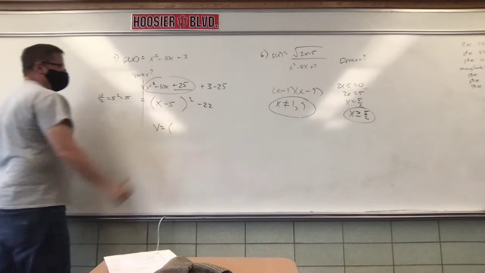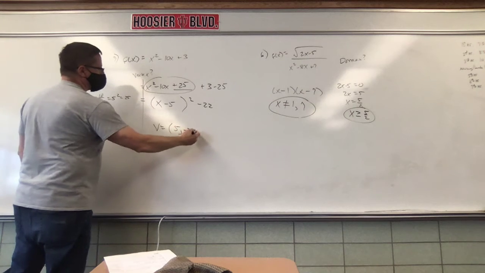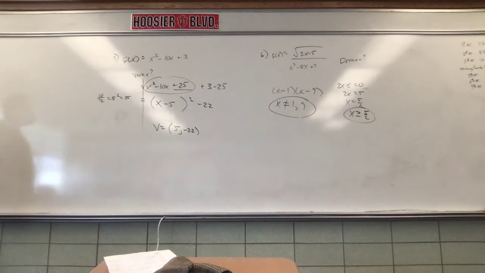What's the vertex? 5, negative 22. Remember, opposite, same. Opposite, same vertex. You good? Were you thinking opposite, opposite? That's for circles.